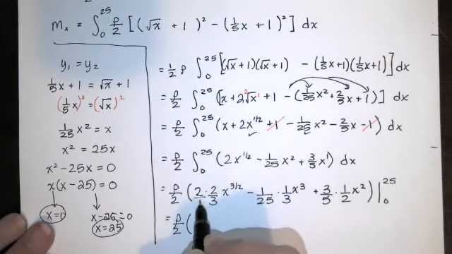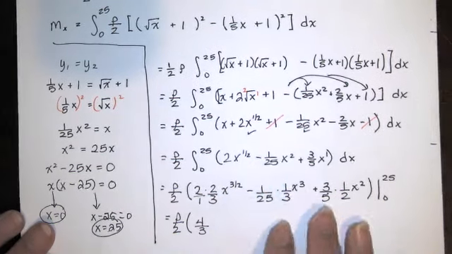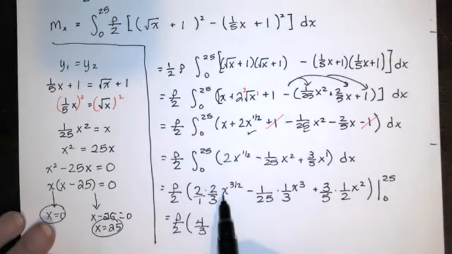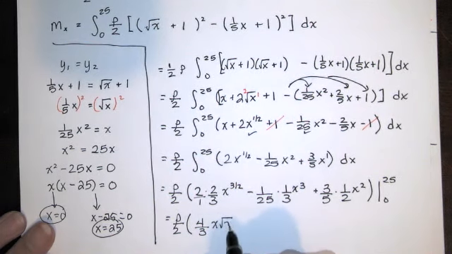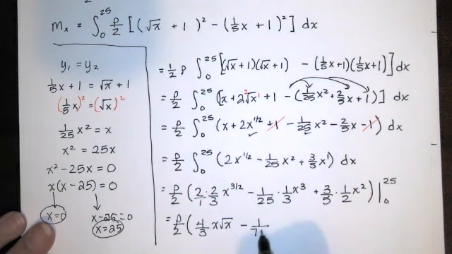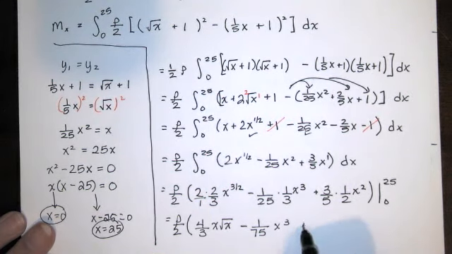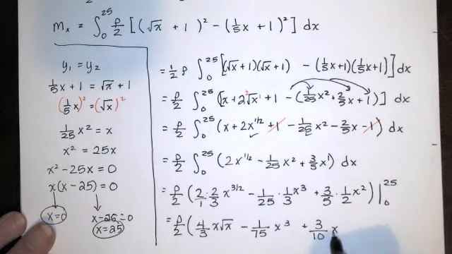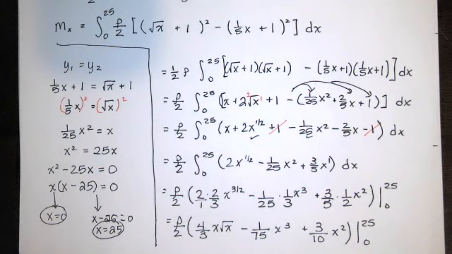And then you can simplify, of course. There's an implied 1 there, so that's 4/3. If you want, you don't have to do this, but if you want to, you can think of that x to the 3/2, it's x to the 1.5, as x times the square root of x. And we multiply straight across there, so you've got 1/75. And here we have 3/10 times x squared. We'll evaluate from 0 to 25 and see what we get.